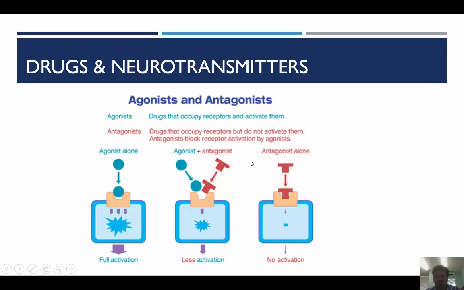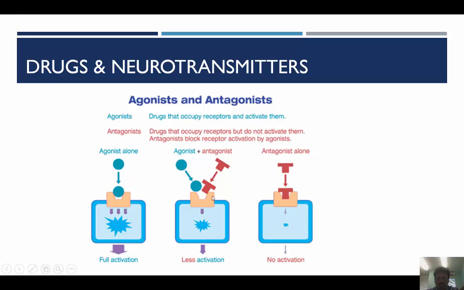But sometimes we want to block the effect of a neurotransmitter and we give another drug. In this case, when it blocks the receptor, we call it an antagonist. And so you can talk about drugs that occupy receptors and activate them versus drugs that occupy receptors and block them. The ones that activate them mimic the action of the neurotransmitters. The ones that block them inhibit the action of the neurotransmitters.